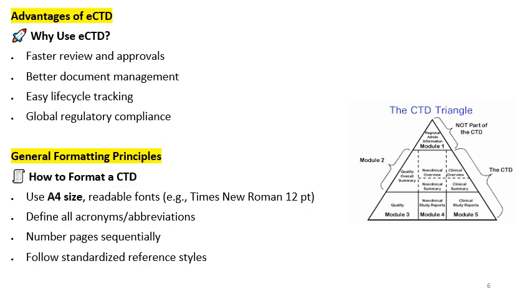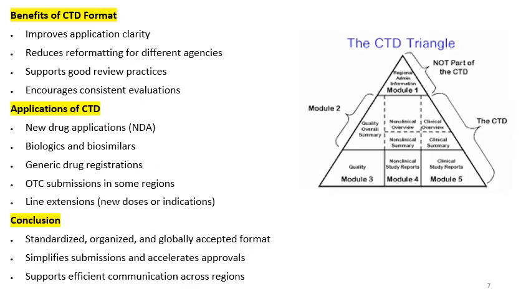General formatting principles for the CTD. Use A4 size and readable fonts like Times New Roman with a font size of 12. Define the abbreviations, number pages sequentially. Follow standardized reference styles. These are some of the general formatting for the CTD.